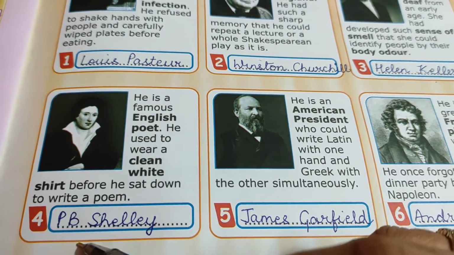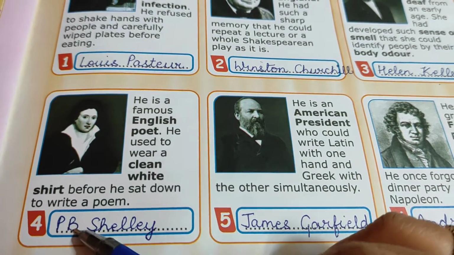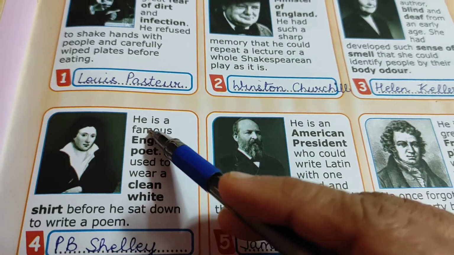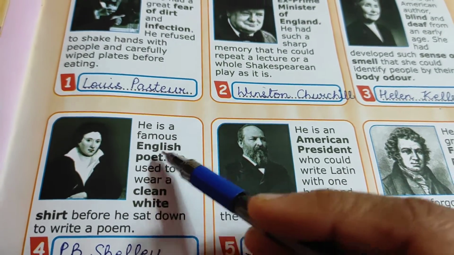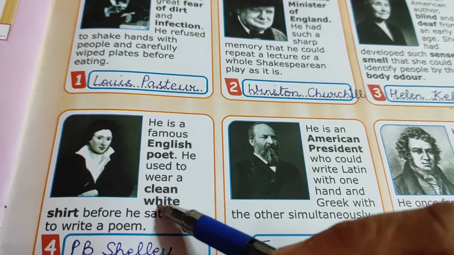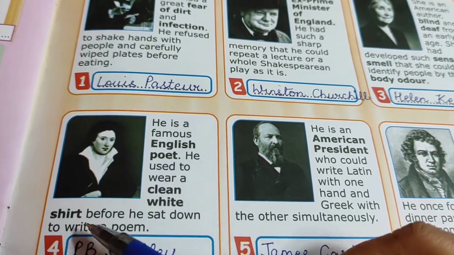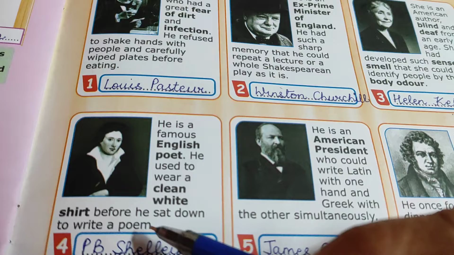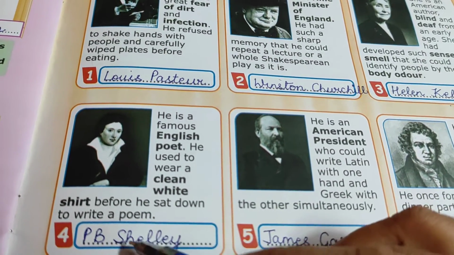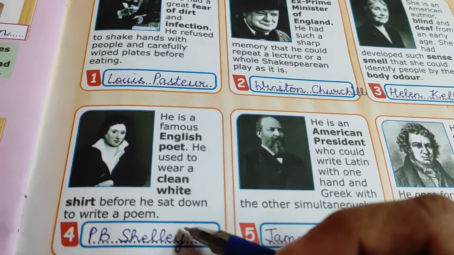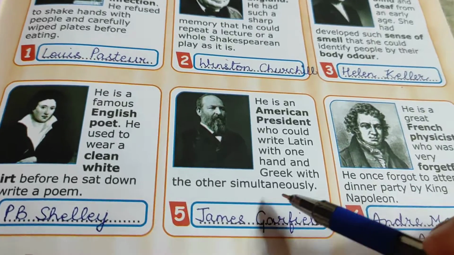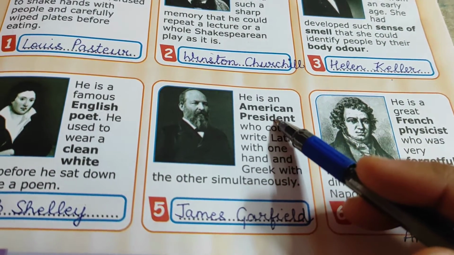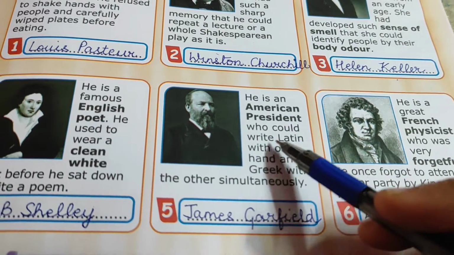The next is another English poet whose name is P.B. Shelley, and what was his habit? He is a famous English poet. He used to wear a clean white shirt before he sat down to write a poem. So whenever he sat down to write any poem, he used to wear a clean white shirt. That was his habit.